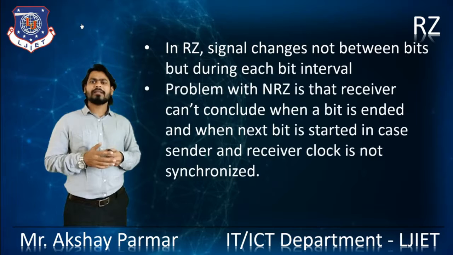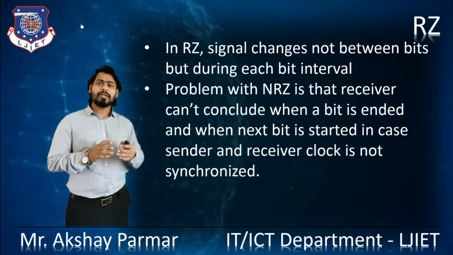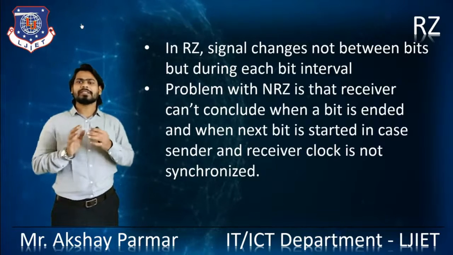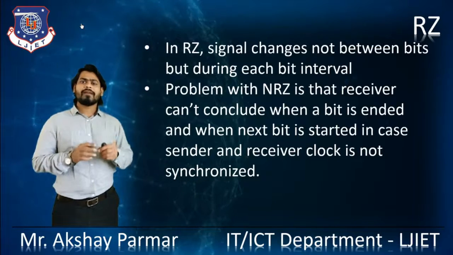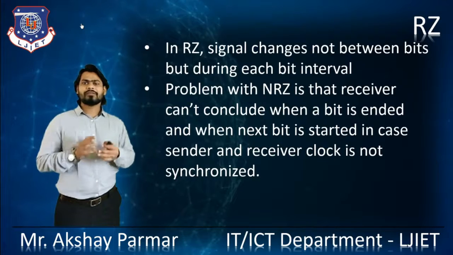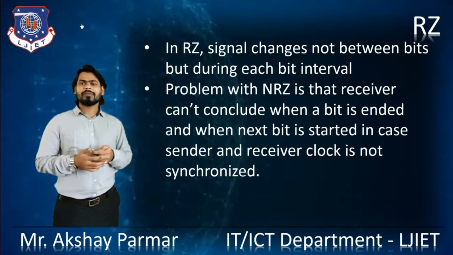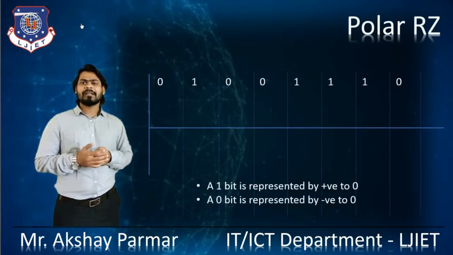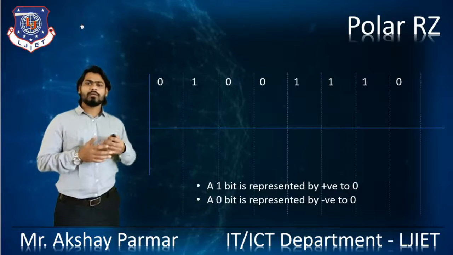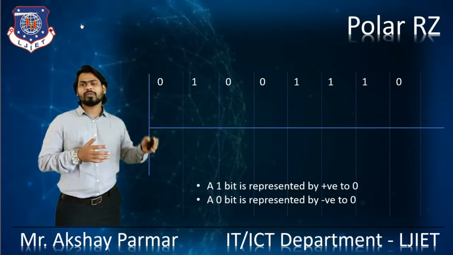In the RZ, the signal changes during each bit interval, not between the bits. The problem with the NRZ is that the receiver cannot conclude when the bit has ended and when the next bit has started, in case the sender and receiver clocks are not synchronized. So to overcome this problem, the RZ technique is there. Here the bit one is represented by the positive voltage to zero, and the bit zero is represented by the negative voltage to zero, right?